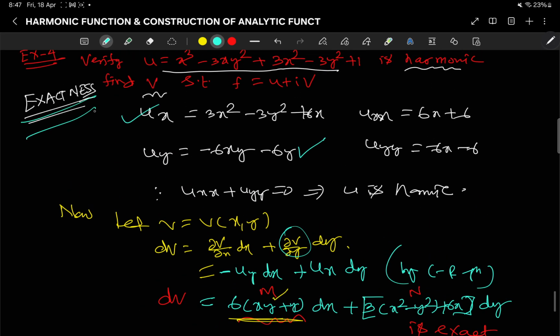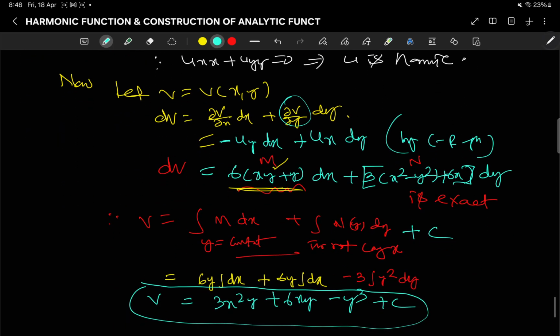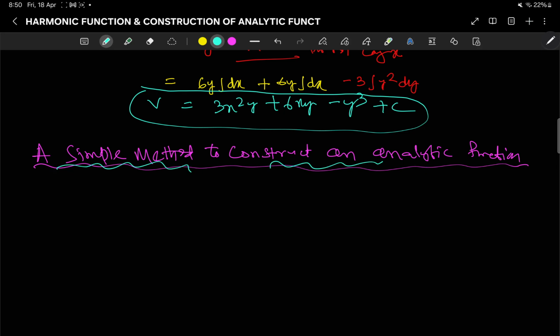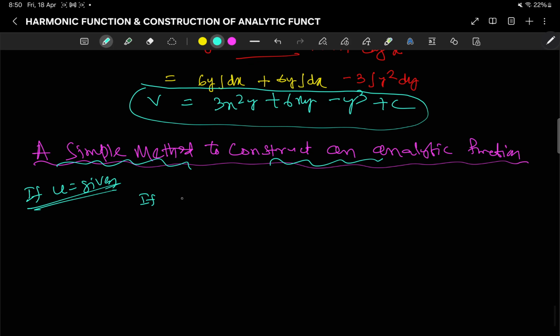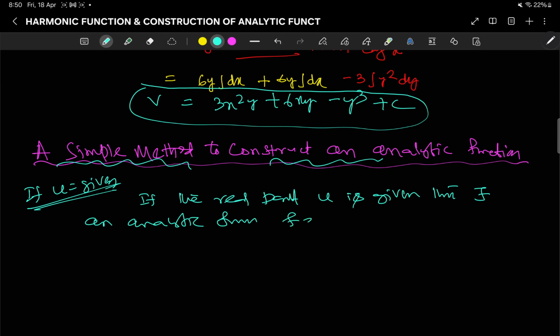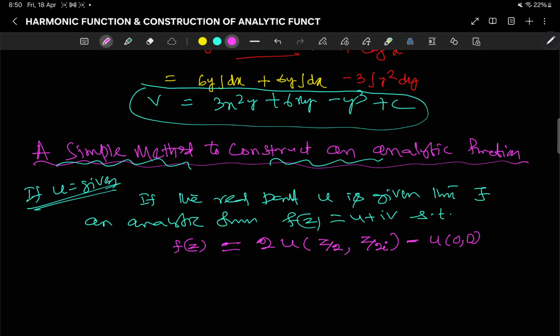So this is one method, exactness. Now coming to another easy way. If u is given, what is f(z)? We have another simple method to construct an analytic function if u, the real part, is given. Then there exists an analytic function f(z) = u + iv, such that f(z) is given by 2u(z/2, z/(2i)) − u(0,0) + ic.